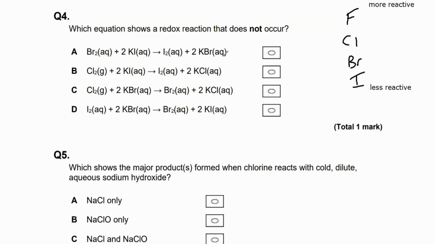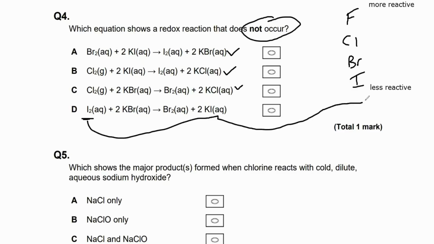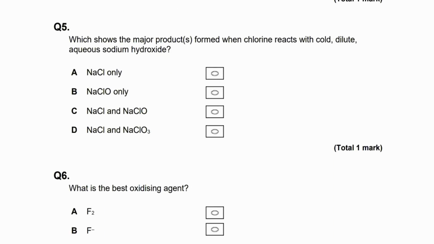So look at the first one. Can bromine remove iodide ions? Yes, it can. And so that's not our correct answer. Is chlorine more reactive than iodine? Yes, so it will push out iodine from potassium iodide. We get right down to the bottom one and we find that iodine is too unreactive. It can't displace bromine from potassium bromide. And as this is the reaction that will not occur, that's the correct answer.